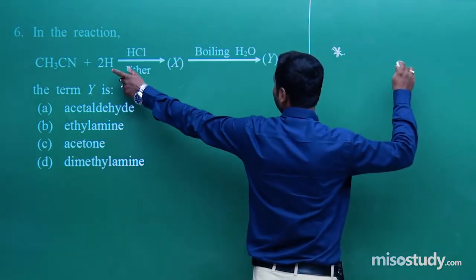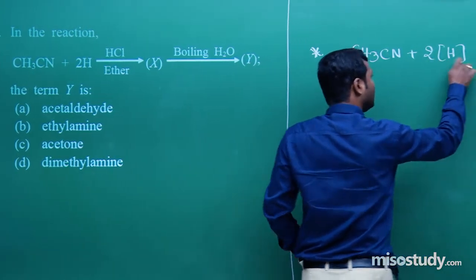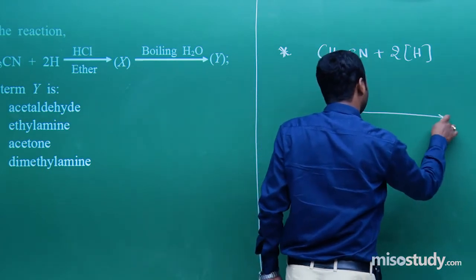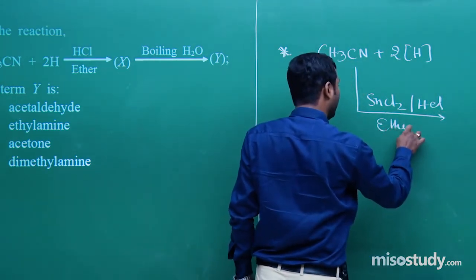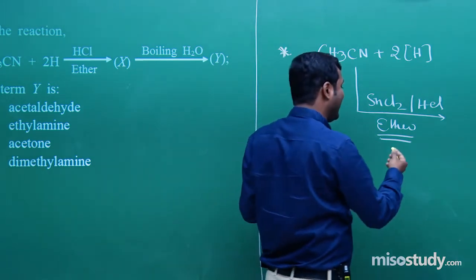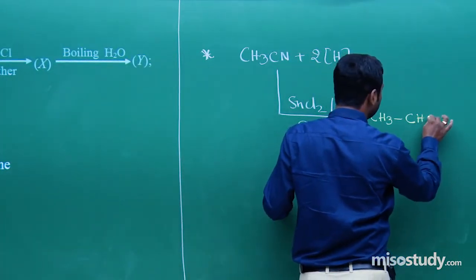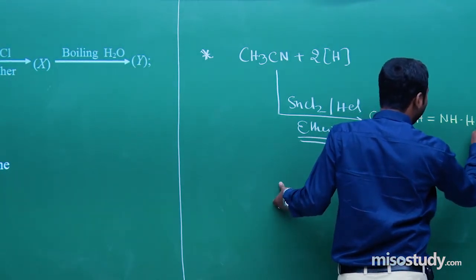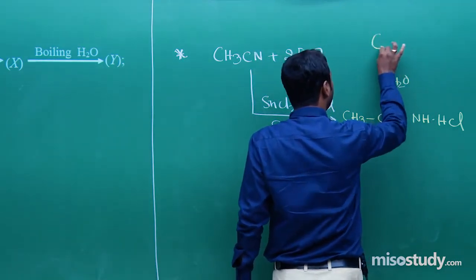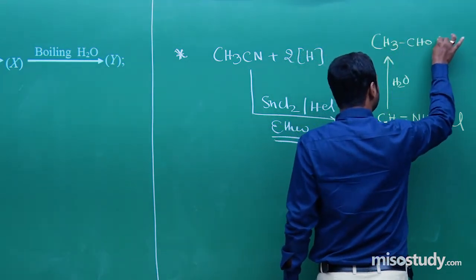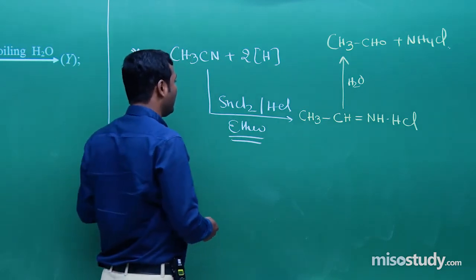Given here is cyanide, CH3CN, on reduction. Okay, sir? Yes, it is on reduction, that is in the presence of, do you remember this, SnCl2 and HCl. You can write in presence of ether. Then an addition takes place and an intermediate product is formed, that is CH3CH=NH·HCl. Clear to you? Now what will happen? Which on boiling with H2O gives you CH3CHO plus NH4Cl. Remember this reaction?